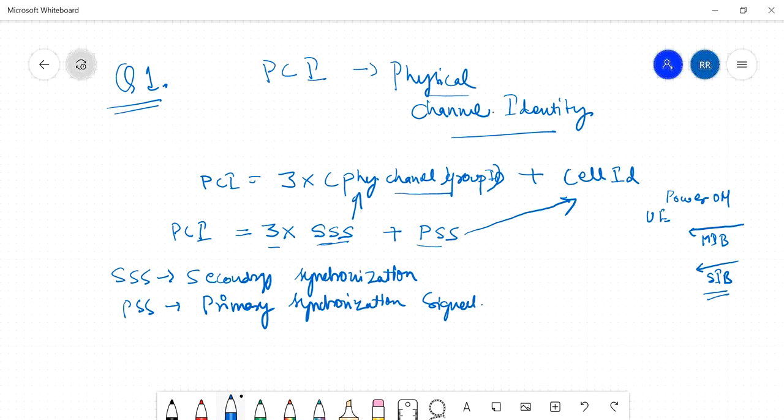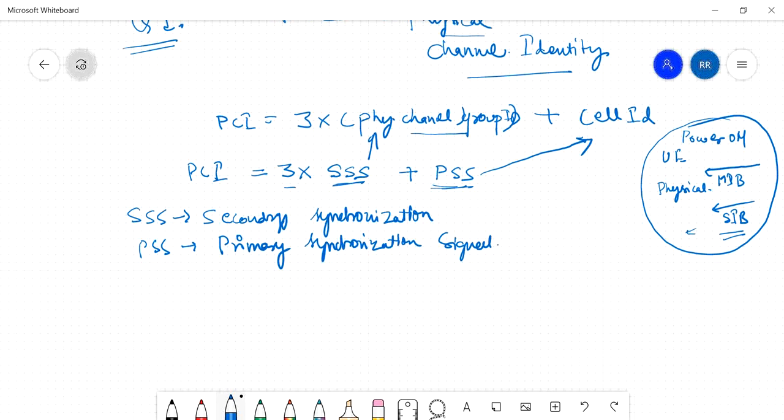So it contains the physical group, PSS, SSS, then MIB and SIB. This is called the physical group ID, and this is the cell ID. So this is just a brief introduction of what PSS and SSS are. So this is how it is calculated, according to the formula: 3 into SSS plus PSS.